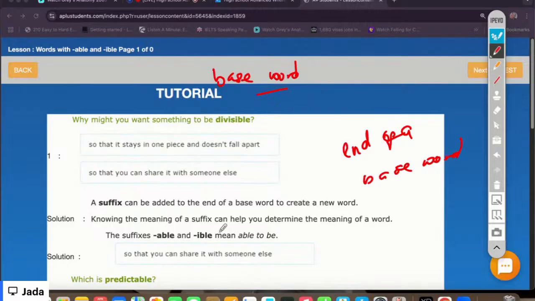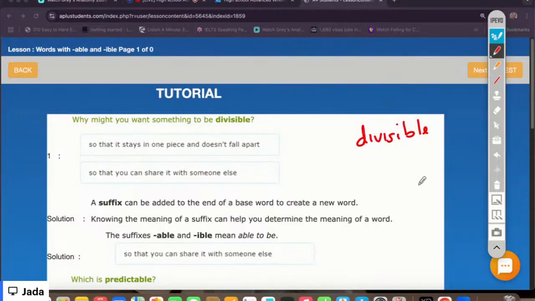Knowing the meaning of a suffix can help you determine the meaning of a word. If you know the meaning of the suffix, it's easier to understand the meaning of the word. So we have the suffix able, which means able to be. All right, now for example we have divisible. This is the word, and you can see the suffix added to the base word.